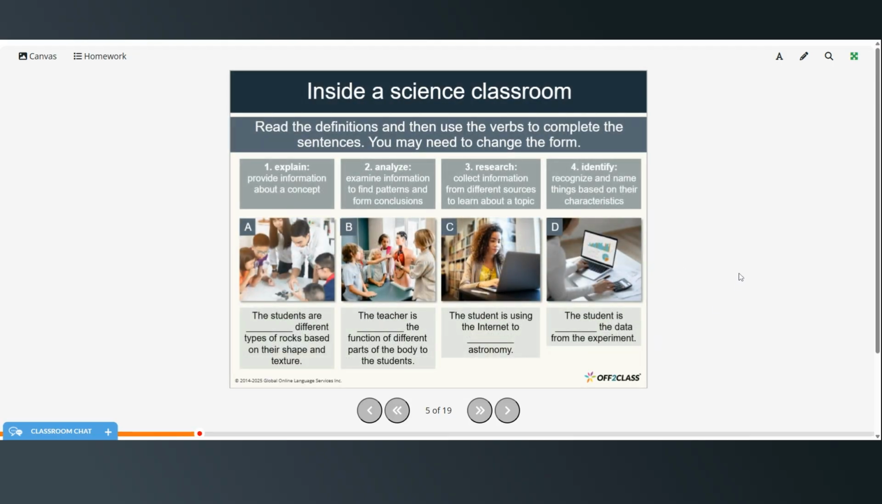Okay, here are a few more. Explain, provide information about a concept. Analyze, examine information to find patterns and form conclusions. Research, collect information from different sources to learn about a topic. And identify, recognize, and name things based on their characteristics. So again, you're going to use these verbs. You may need to change the form.